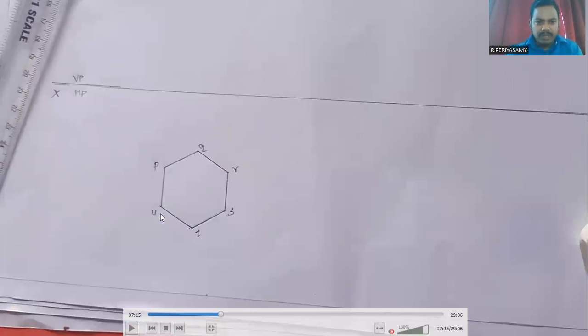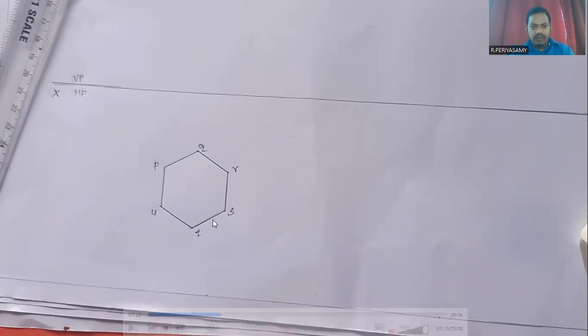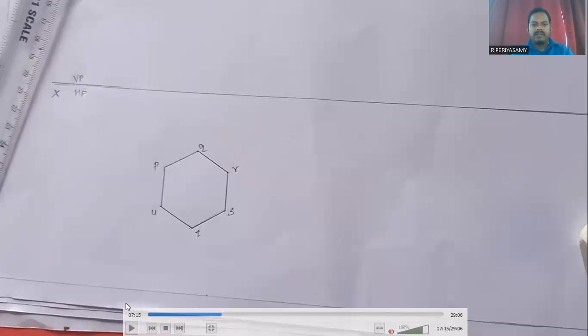In front view projection, only these sides are visible: UT, TS sides. The front view projection is projected on the reference axis only, because the hexagonal plate is placed on the HP. So its front view projection is projected on the reference axis like a line.